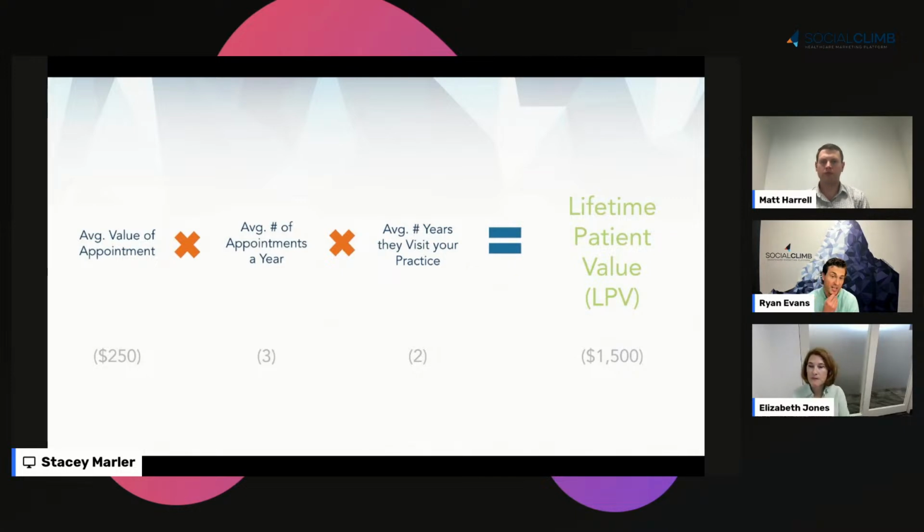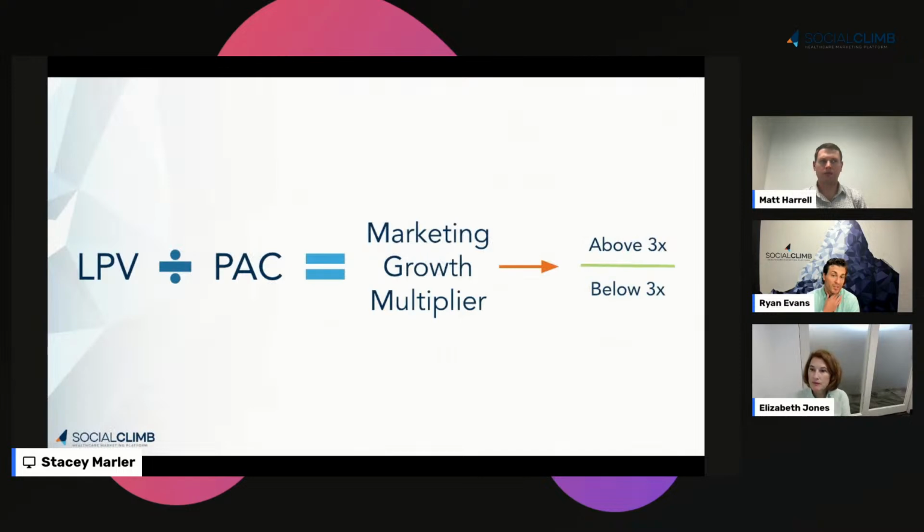And if you go to the next slide, there's actually the marketing growth multiplier. This is one that rarely do we have conversations about with practices, thinking about what is our multiplier. In simple terms, it's for every dollar we spend, how much do we get in return, right? For every $1, I want to have $3 or more in return. So that would be lifetime patient value divided by your patient acquisition cost. So that equals your marketing growth multiplier.